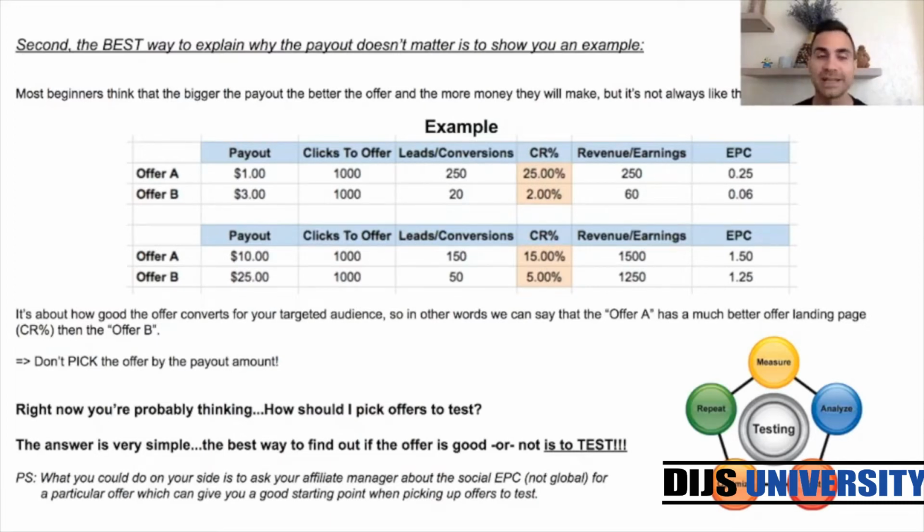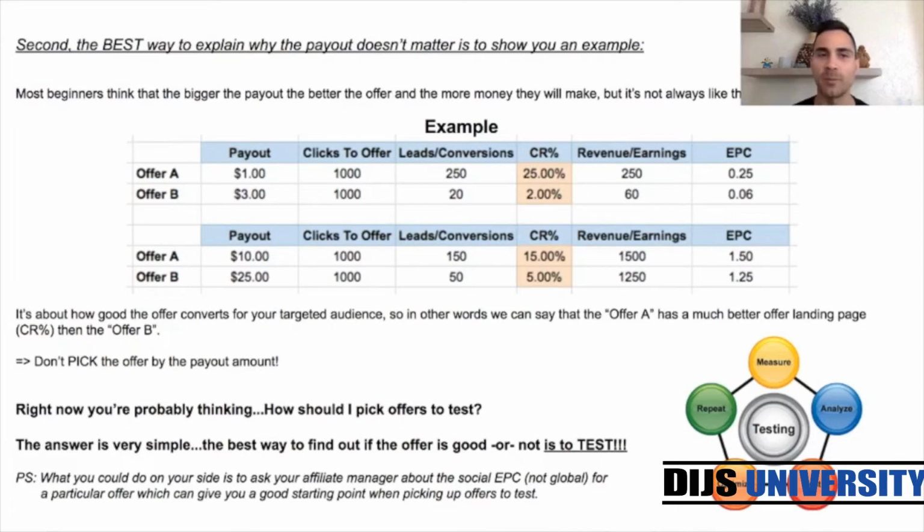So let's have a look at the next example, where we have bigger payouts: $10 and $25. The clicks to the offer are the same, 1,000 clicks, and you get 150 leads on offer A and 50 leads on offer B. Again, the offer A that has the lower payout produces better revenue, because the offer landing page has a better conversion rate. So you see the idea here?